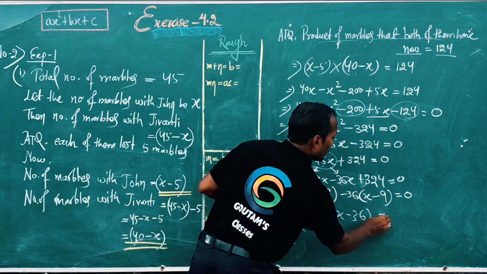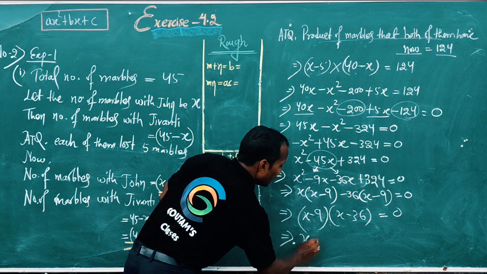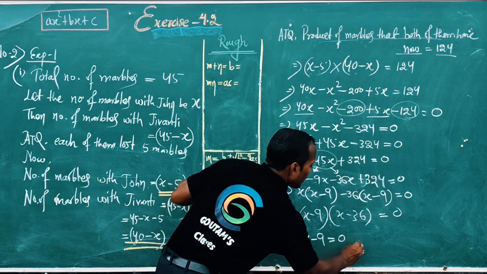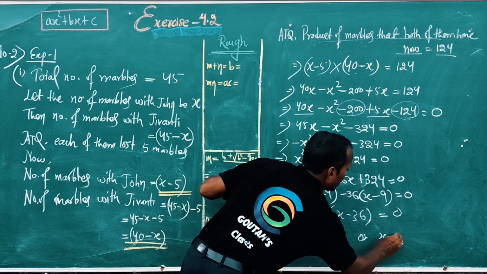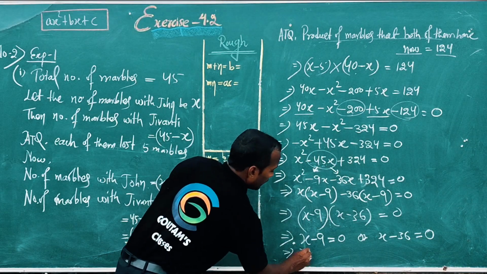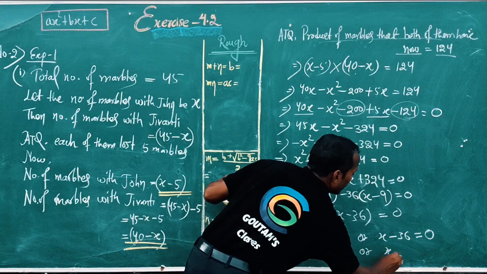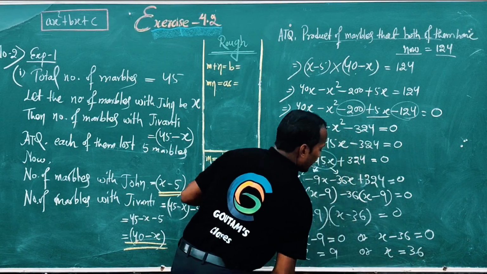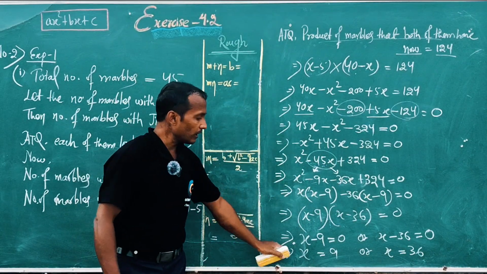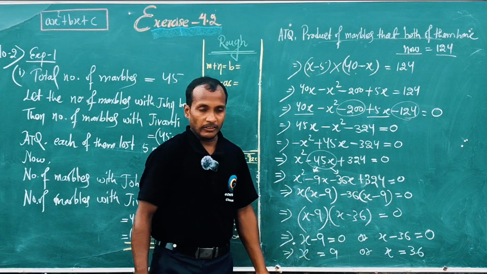is equal to 0. Now we have x minus 9 is equal to 0 or x minus 36 is equal to 0. So x is equal to 9 or x is equal to 36. Now here we solved our quadratic equation. We got two values, x is equal to 9 or x is equal to 36.